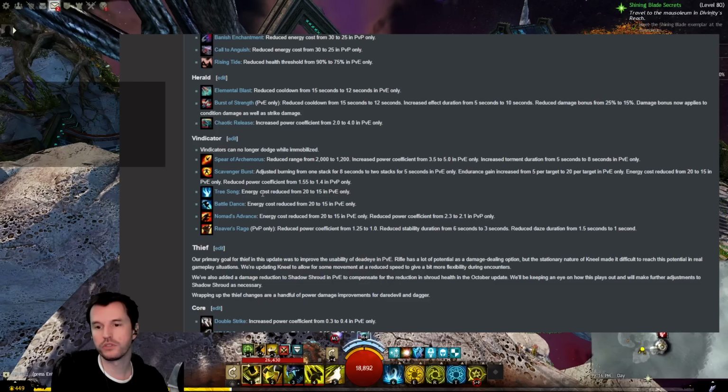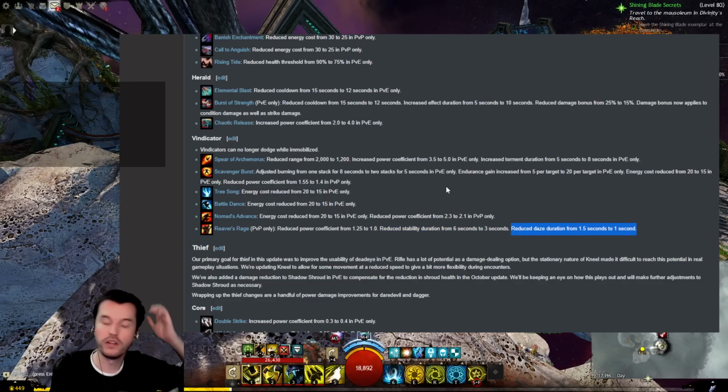Tree Song reduced the energy cost in PvE slightly. Battle Dance, same treatment. Nomad's Advance, energy cost reduced in PvE only. Power coefficient reduced slightly in PvP. Reaver's Rage in PvP reduced power coefficient slightly, reduced stability duration by half of what it was, reduced the daze duration from 1.5 seconds to 1 second.